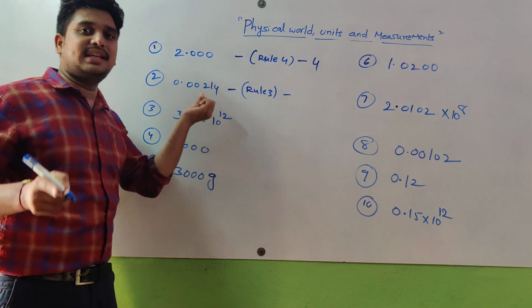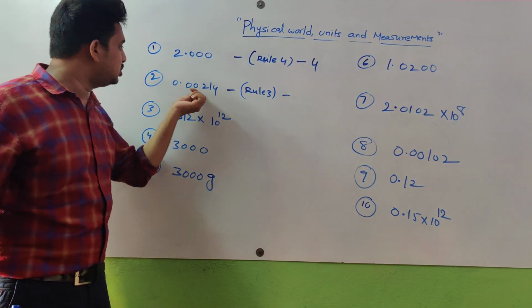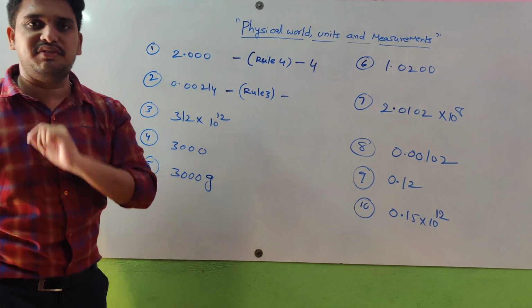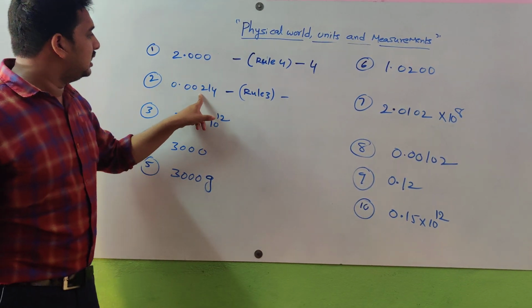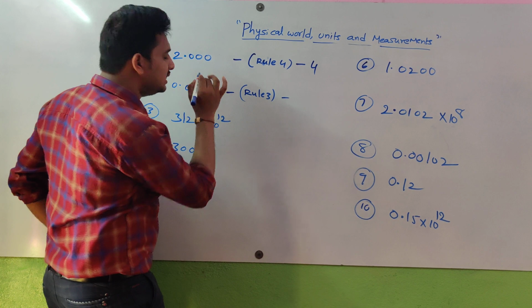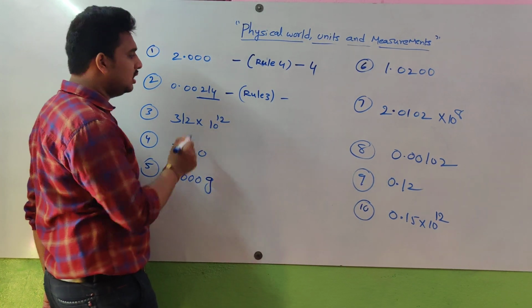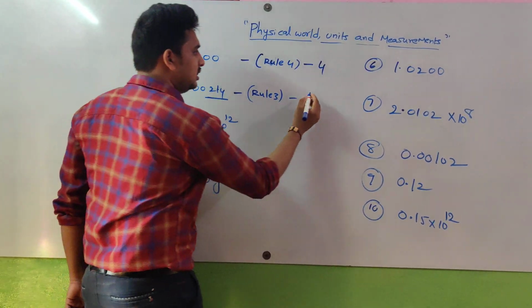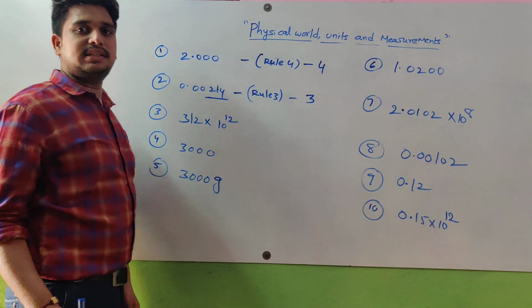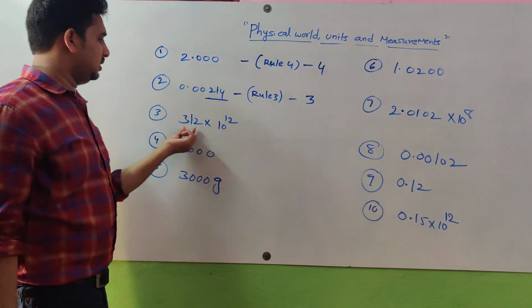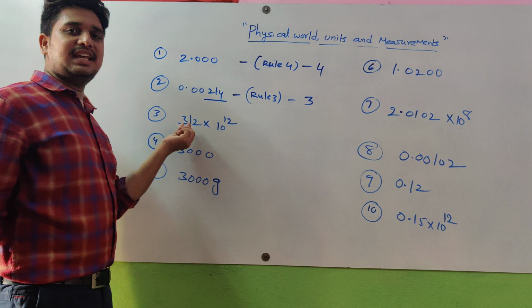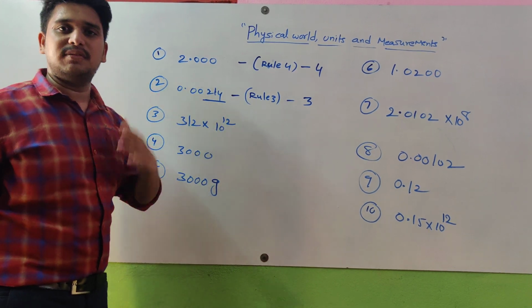These are not significant figures. That means these 2 zeros and this 1 zero are not significant figures here. Only these numbers are significant here. How many significant figures are there? 1, 2, 3. 3 significant figures. Next, observe this number 3, 1, 2 times 10 power 12.